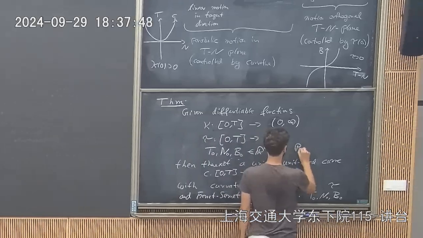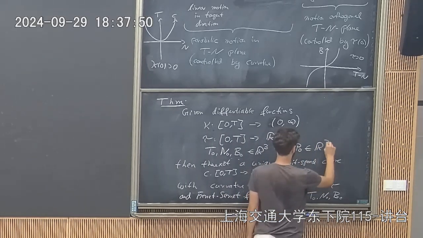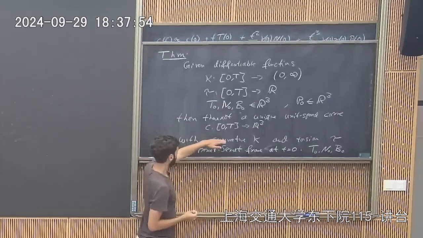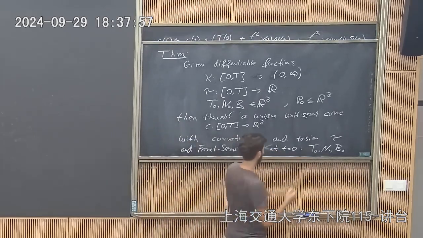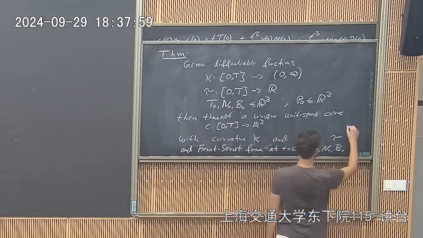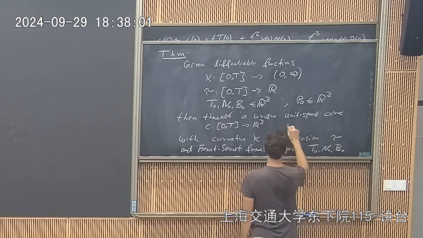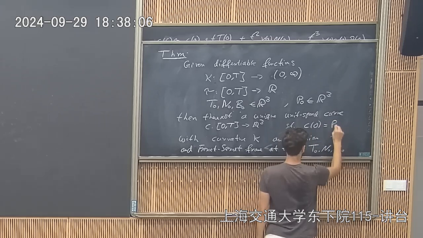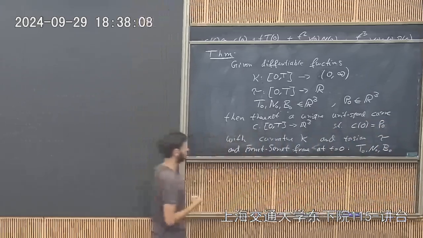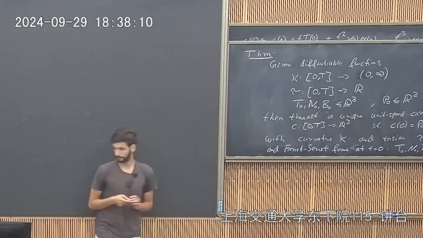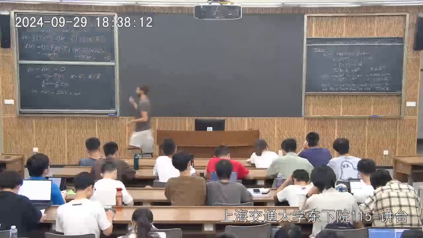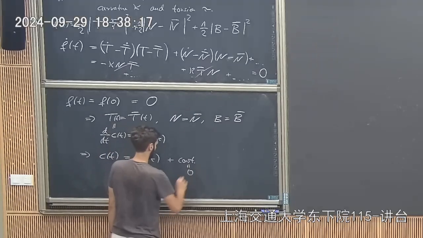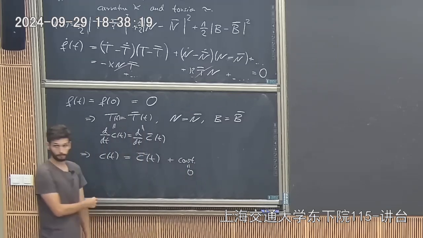So let's say we fix some point in our space. Then the frame would be the same thing, and now I'm running out of space, such that the curve starts at this point. So in that case, this constant would be 0, and the curves are indeed the same.